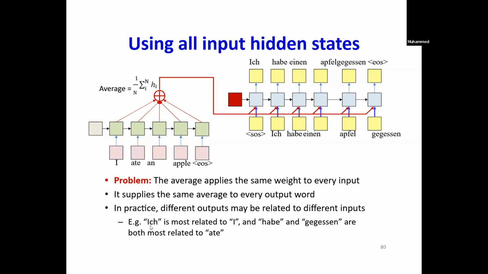I cannot speak Dutch, so I'll just believe what this is saying. From what we are trying to translate here, I ate an apple, I corresponds more to the word ICH than all the other words in the output. But if we simply take an average, we are assuming that all the words play the same role in outputting ICH and also in outputting HABE and all the other words. So this is also an undesirable problem that we want to solve.